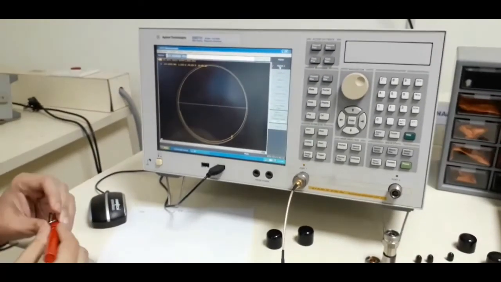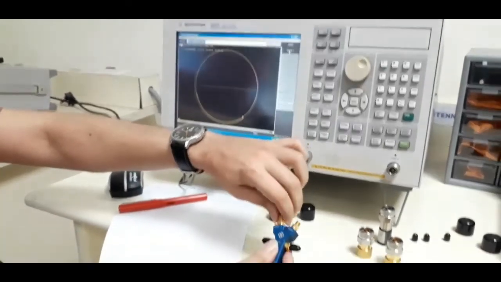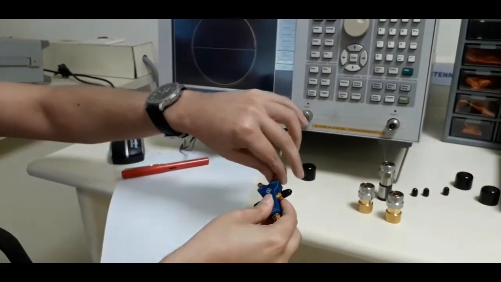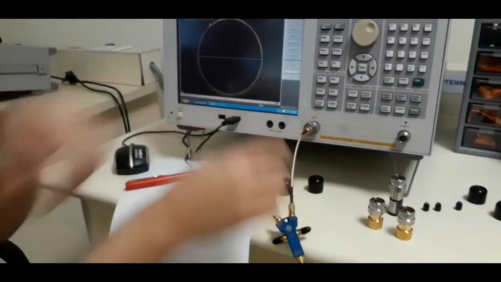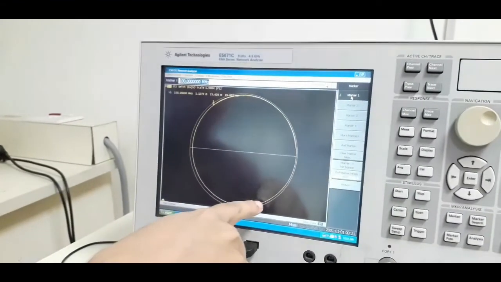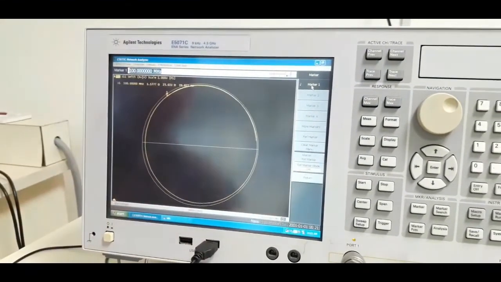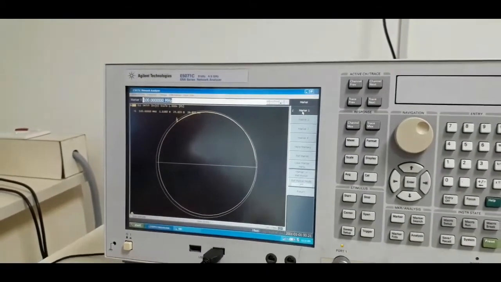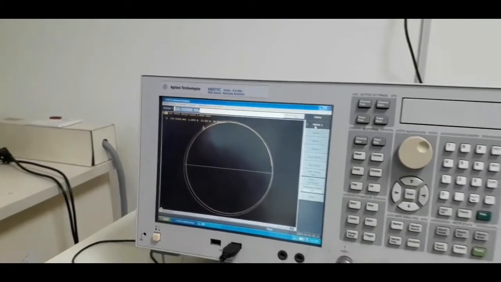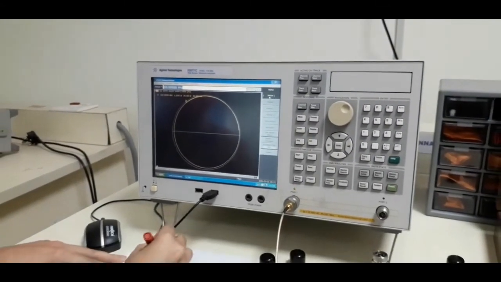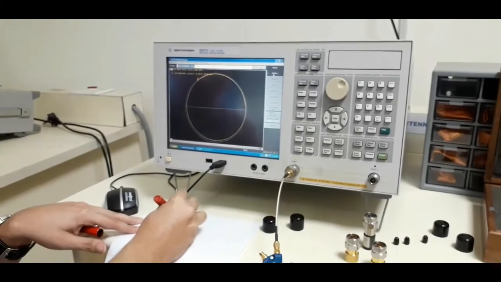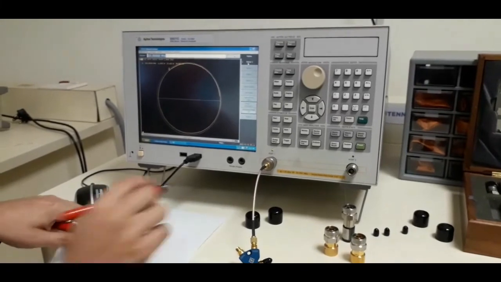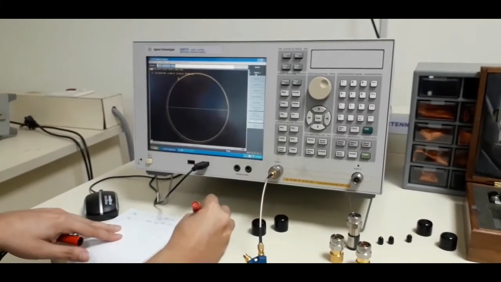Now let us replace this open load with a short circuit load. As you can see, the point which was earlier over here has shifted diametrically opposite, as we expect, because open and short are converses of each other. So over here the ZSC is now about 1.13 ohms plus j 25 ohms. This is the reading at 100 megahertz.